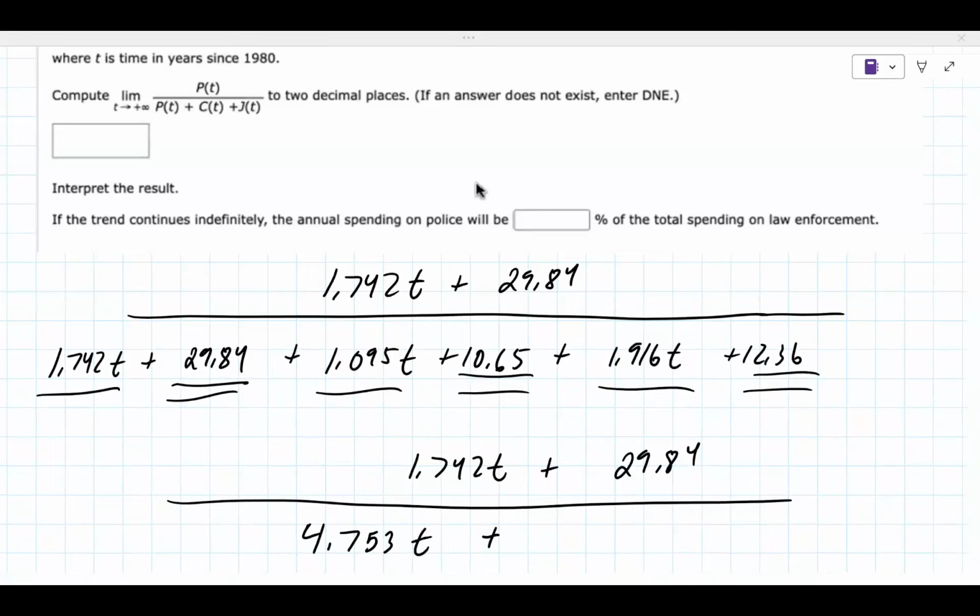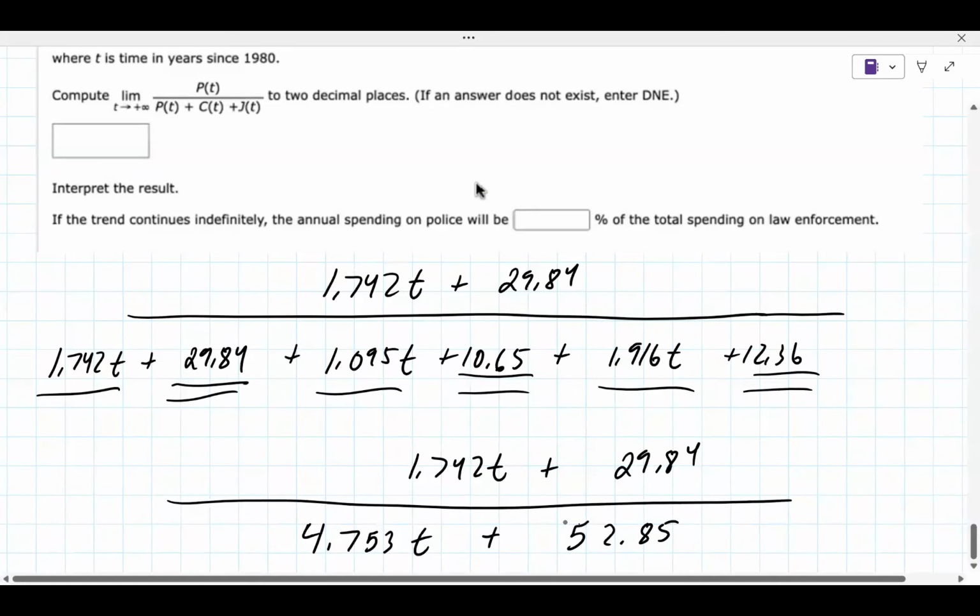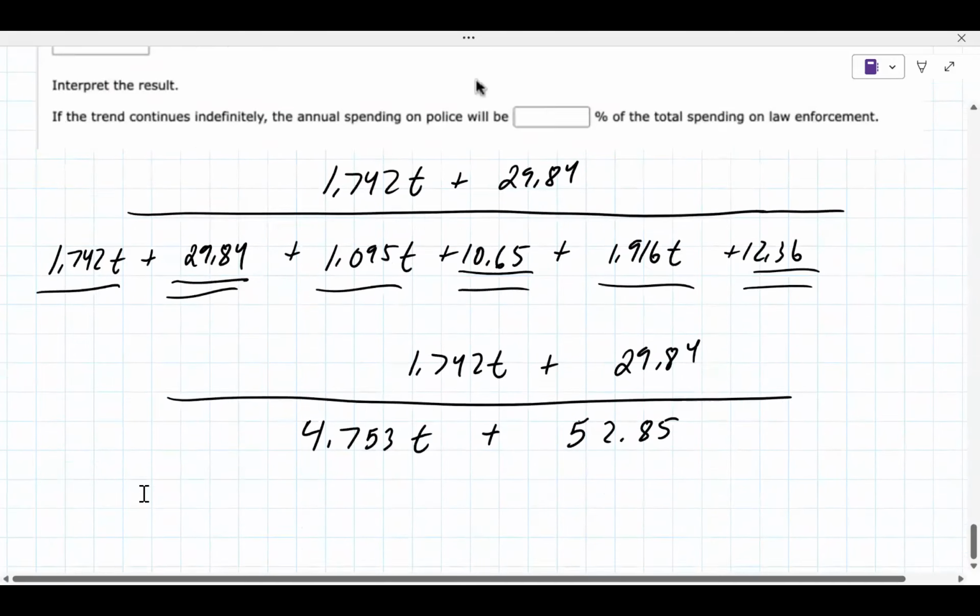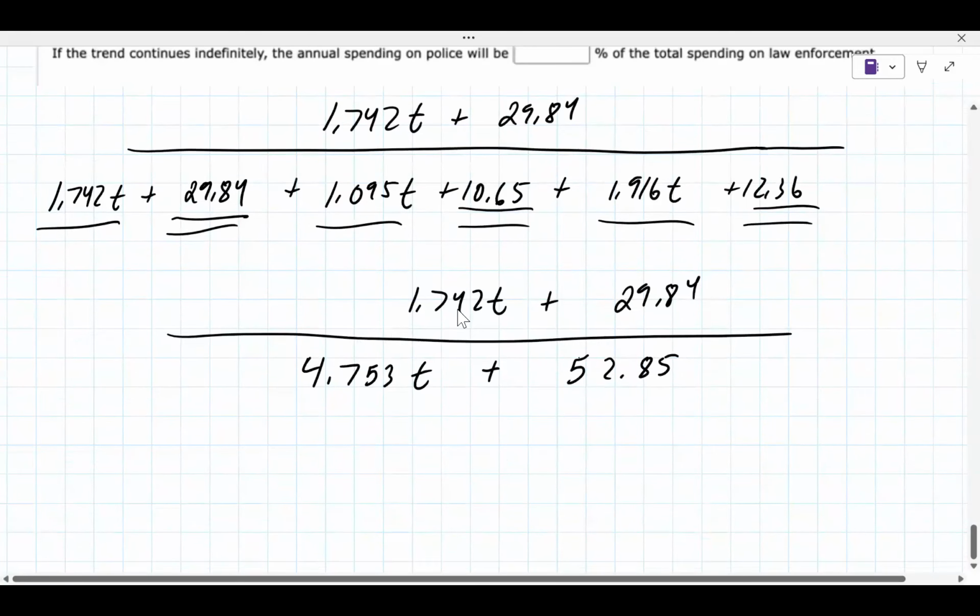So I got 4.753. And then we add the other ones without the T's altogether. Yeah, you can. It doesn't play into the final answer at all, but just for neatness, there it is. Okay, got it. So just like the previous one, it ends up being the ratio here of these. It ends up being 1.742 over 4.753.